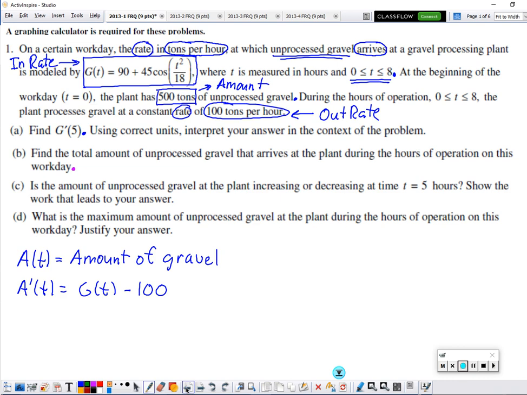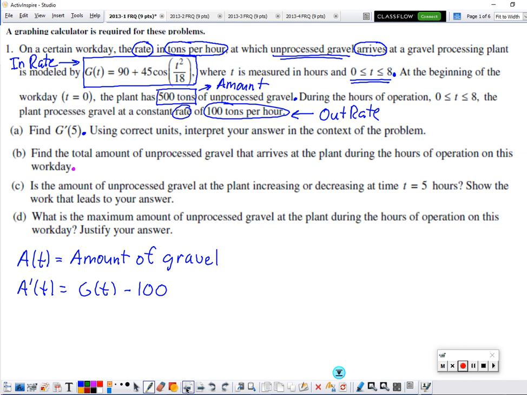What is the maximum amount of unprocessed gravel at the plant during the hours of operation? So that's a min-max problem. I remember the min-max theorem. I'm looking for the max of A. A will be greatest at the beginning of A, the end of A, or any critical points of A.